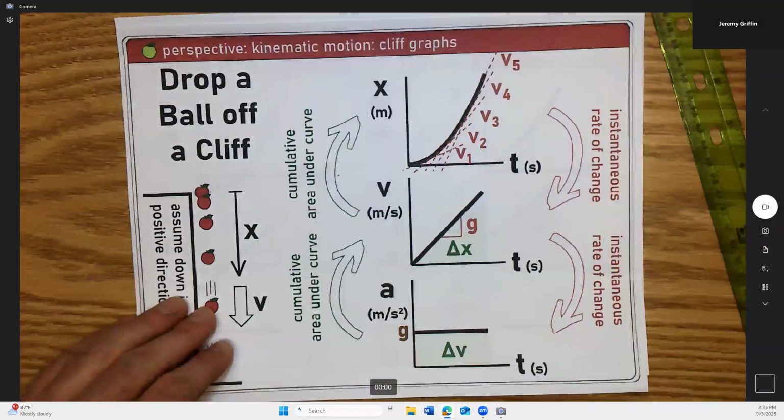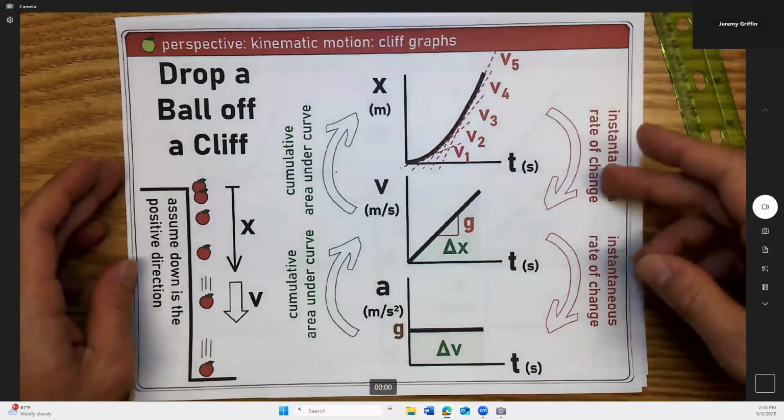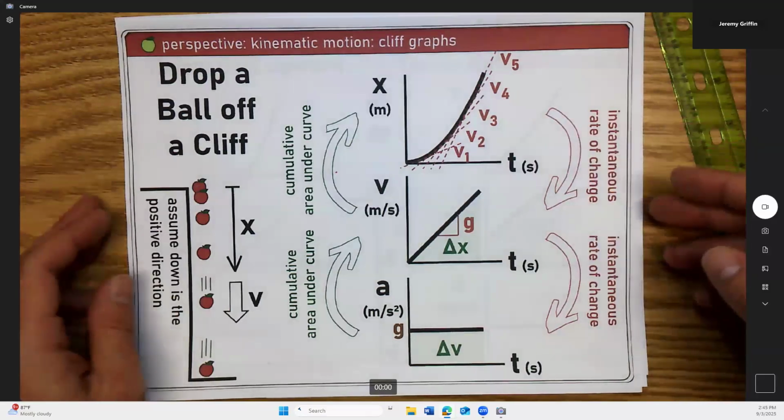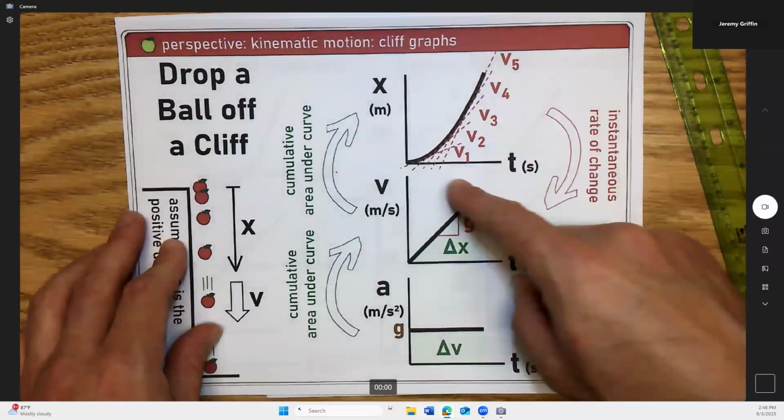All right, so you got that. And here's that exact same table of values, the same story, but now in graph form. How far is a function of time? How fast is a function of time?